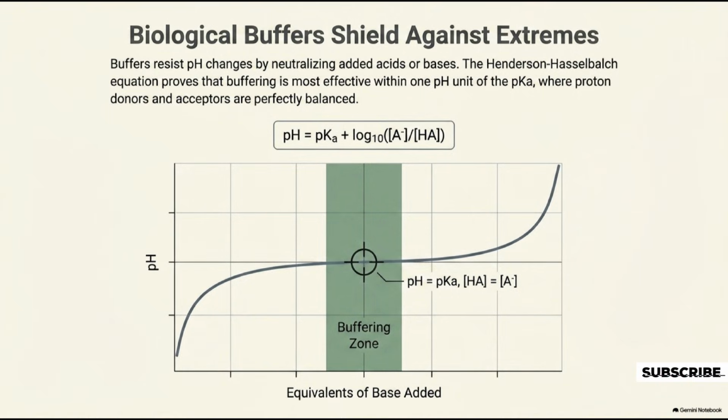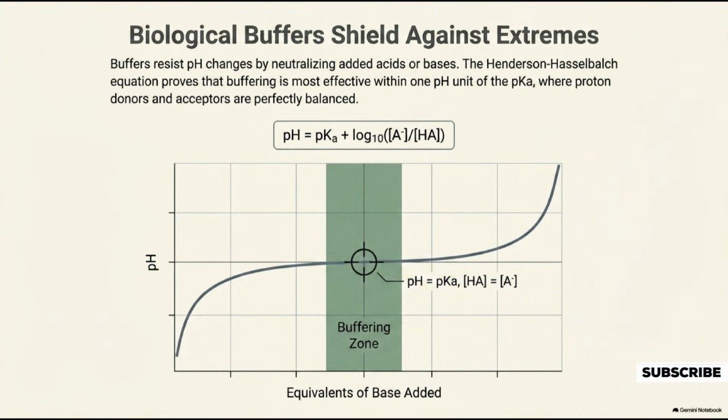To maintain a stable internal environment, living organisms rely on biological buffers, which are mixtures of weak acids and their conjugate bases that tend to resist change in pH when small amounts of acid or base are added. If you titrate a weak acid with strong base and plot the resulting pH against the equivalents of base added, you obtain a titration curve.